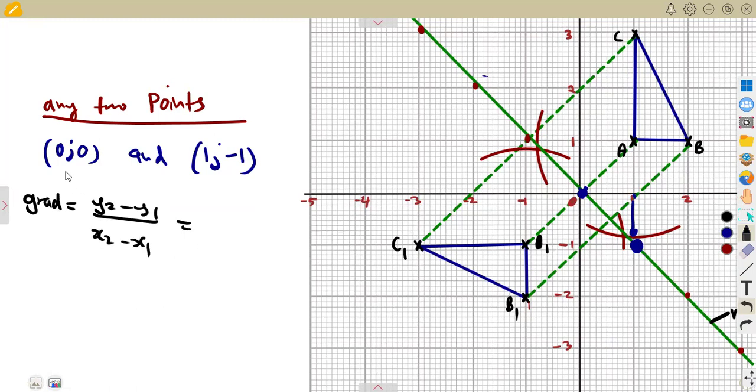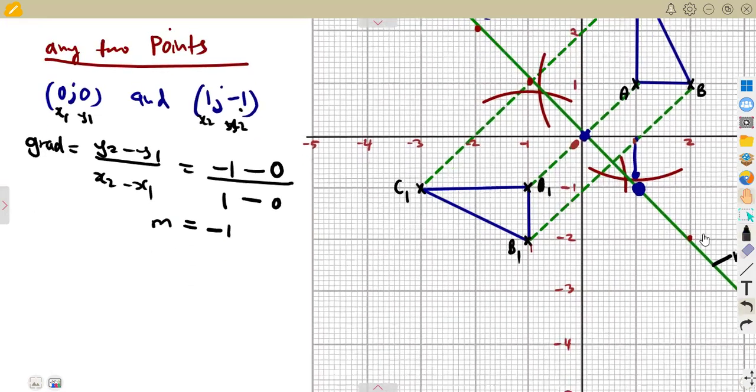That means we're going to have x1, y1, x2, y2. All right, y2, that is -1 minus y1, that's a 0 there, over x2, which is 1, minus x1, which is a 0. So if you were to divide -1 over 1, that was going to give us -1. So this is our gradient m.